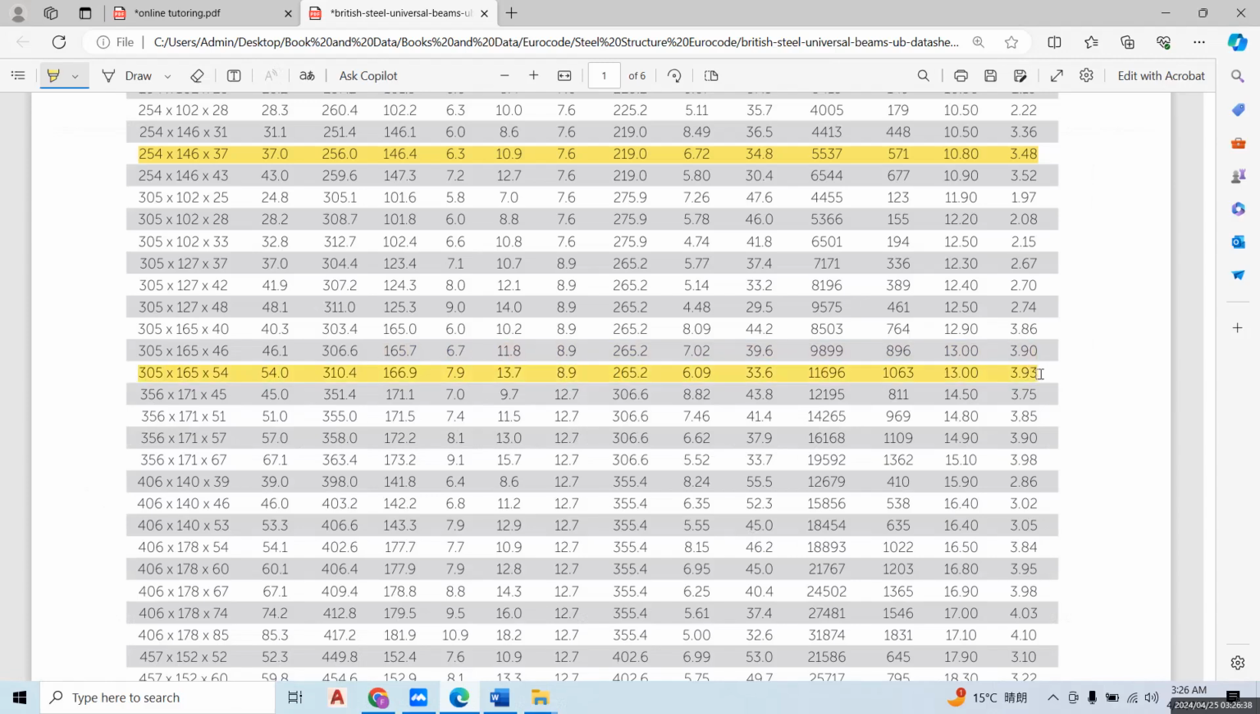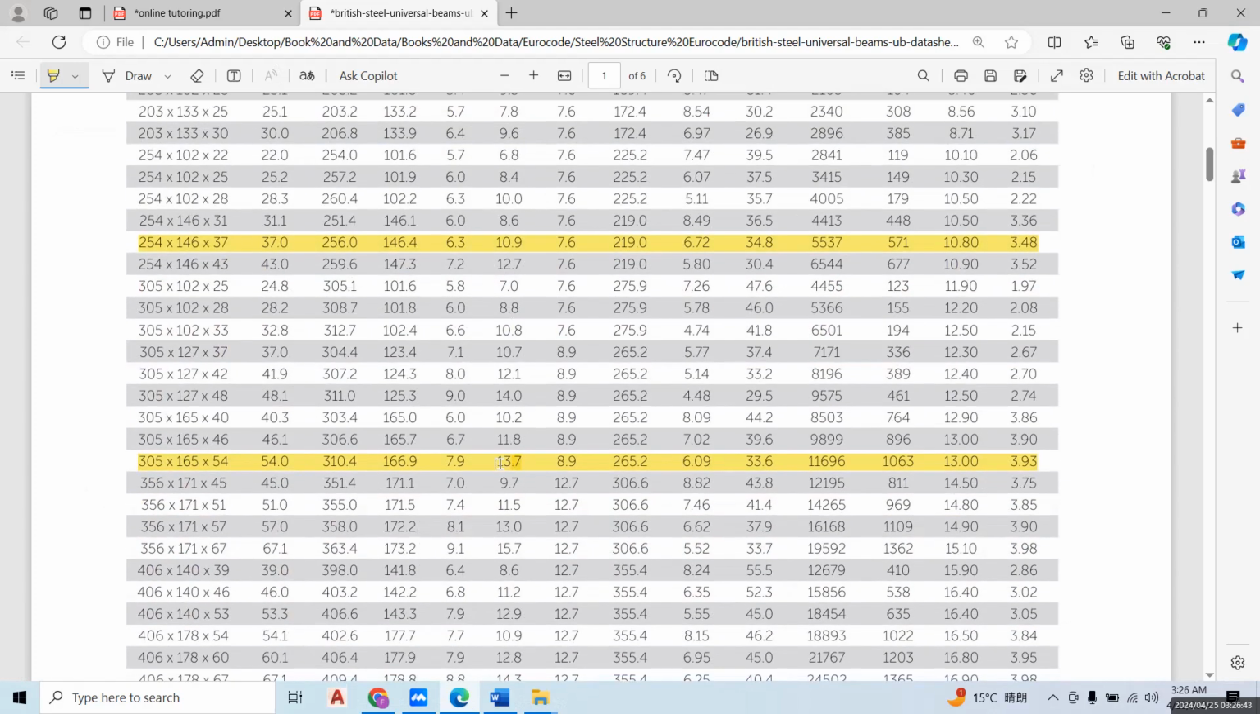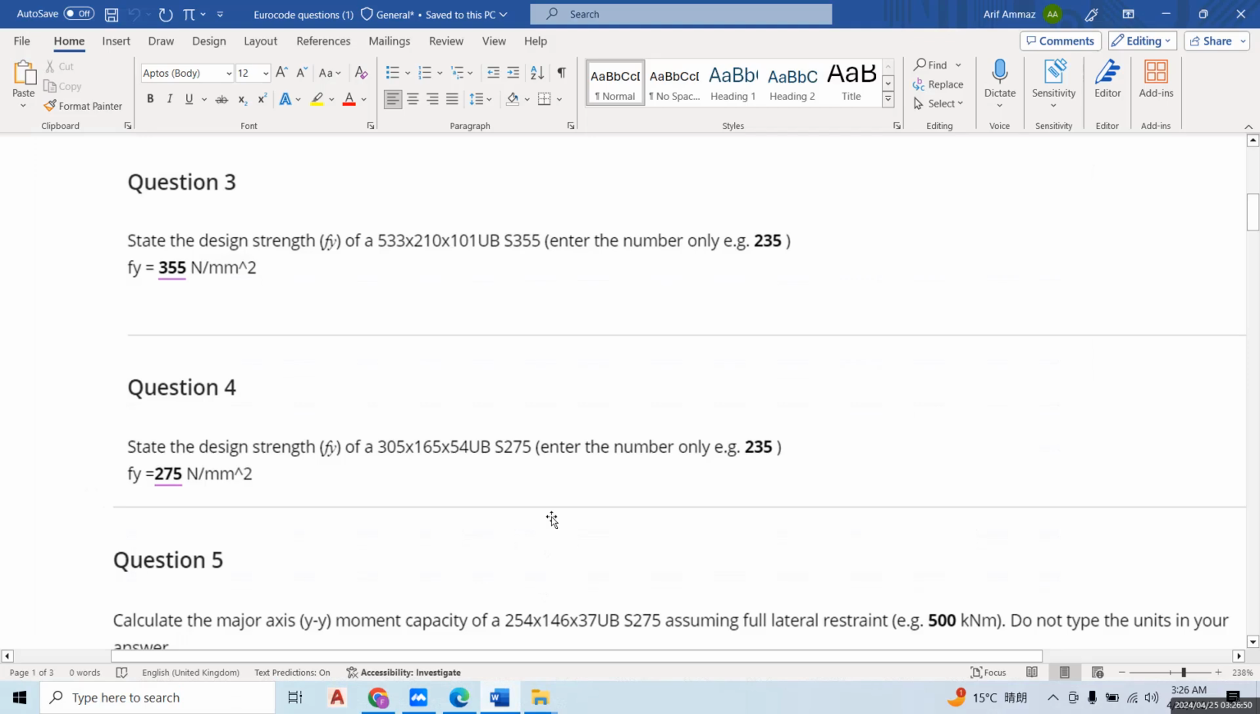In this case, you see that the thickness of flange is 13.7. It means that it is less than 16 mm. So what you need to do is, it is equal to 275. So this one was correct.